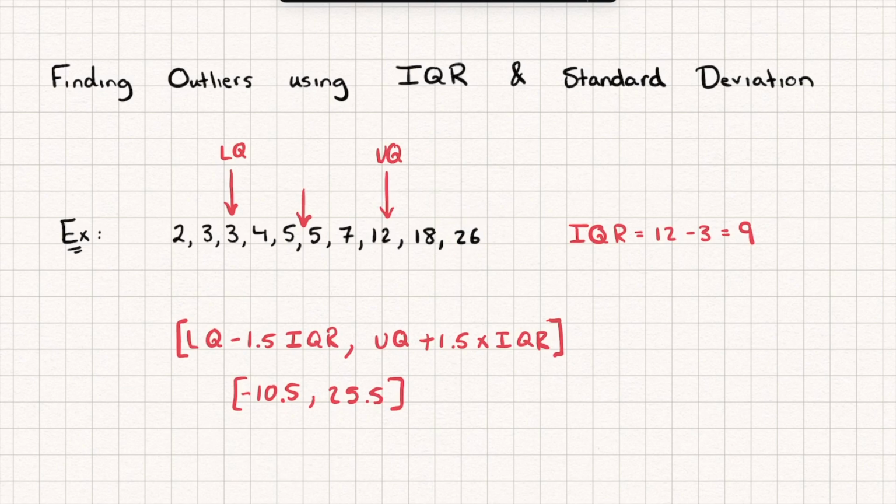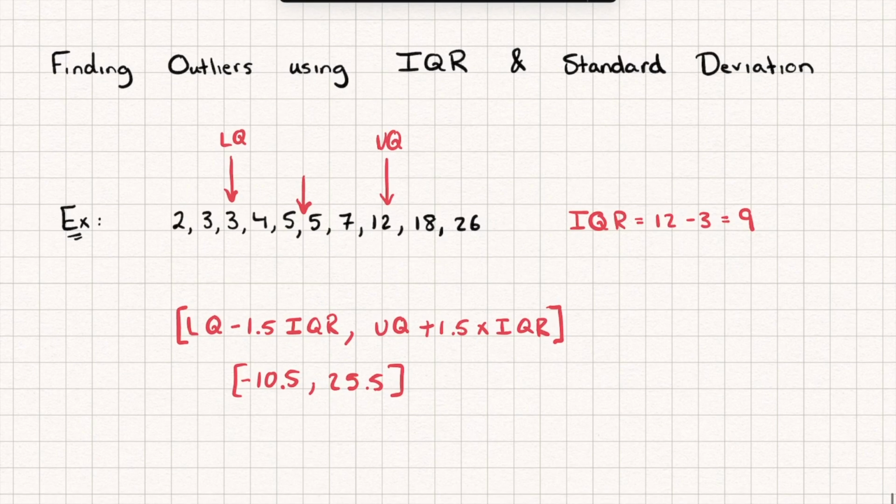Another way we can do it is by using our mean and standard deviation. Okay, so the first thing we need to do is to calculate the mean of this data set, and I'm just going to use my calculator to do this. And so I get a mean of 8.5. I'm also going to use my calculator to give me the standard deviation, and so it gives me a standard deviation of, I'll do it to 2 decimal places, 7.47.